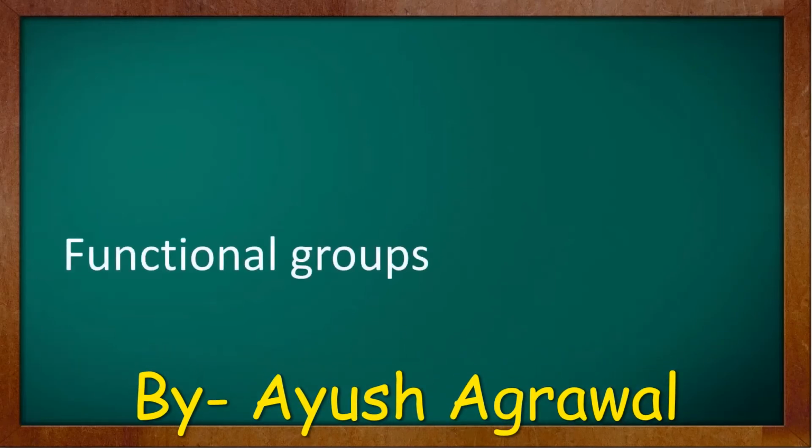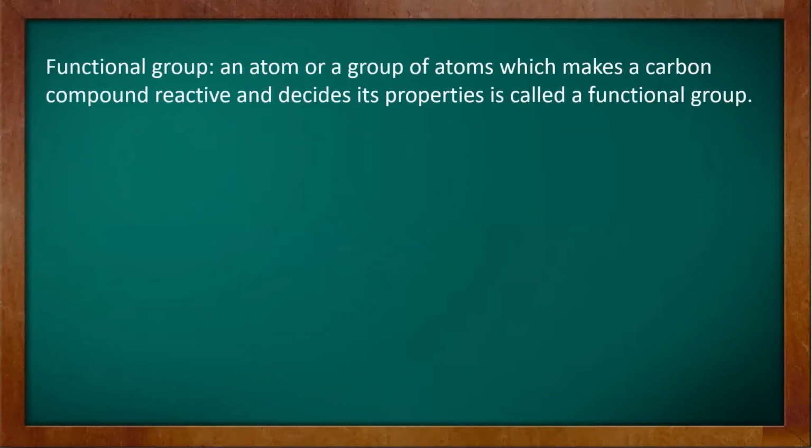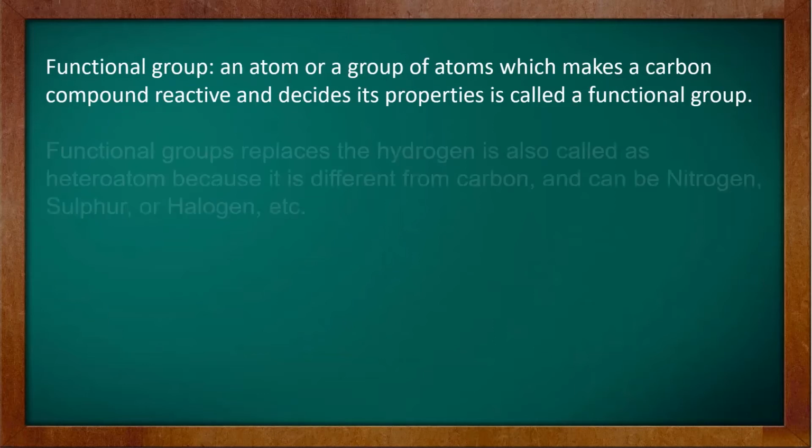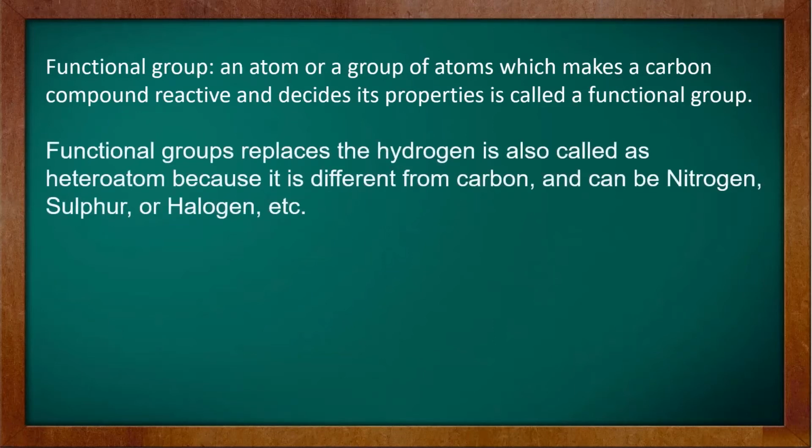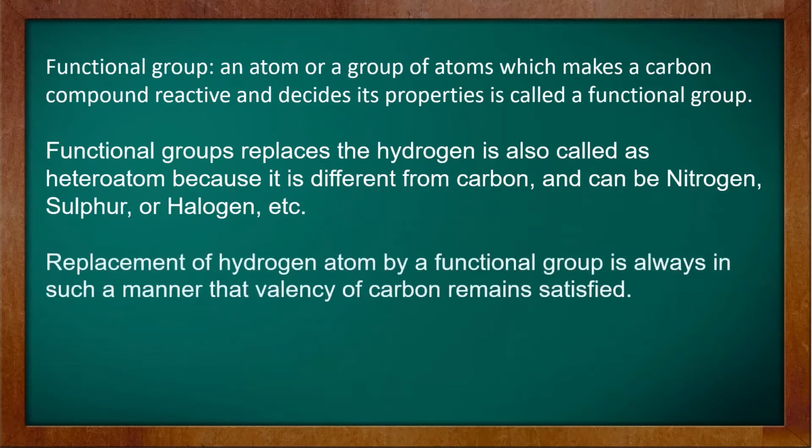So as I said in my previous video, in this video I will explain to you about the functional groups. A functional group is an atom or a group of atoms which makes a carbon compound reactive and decides its properties. A functional group replaces the hydrogen and is also called a heteroatom because it is different from carbon, and can be nitrogen, sulfur or halogen etc. Replacement of a hydrogen atom by a functional group is always in such a manner that the valency of carbon remains satisfied.